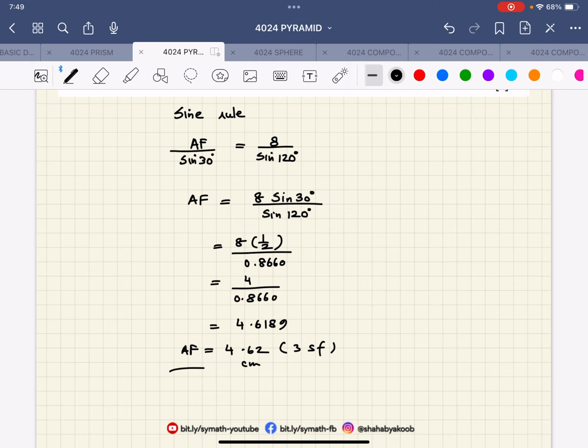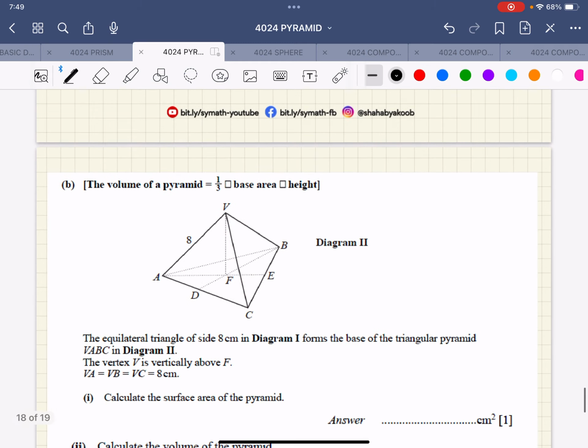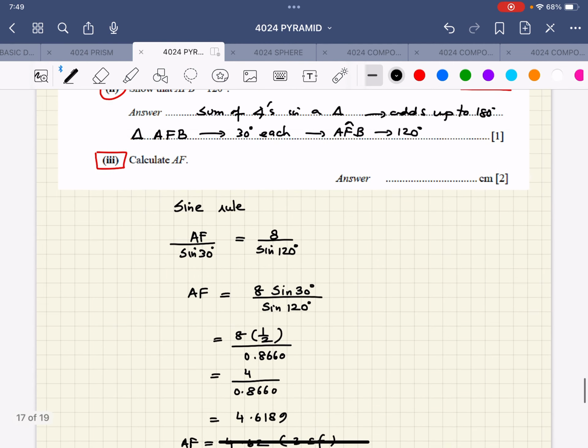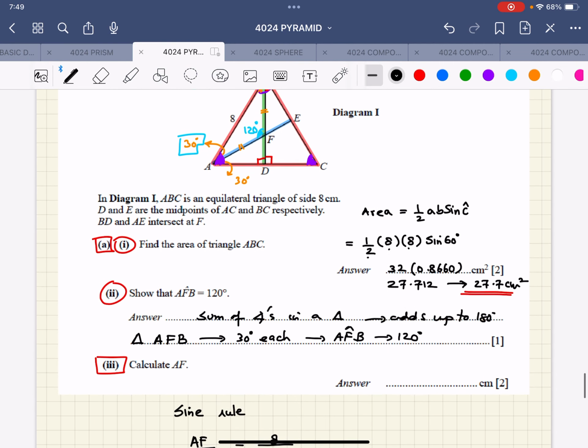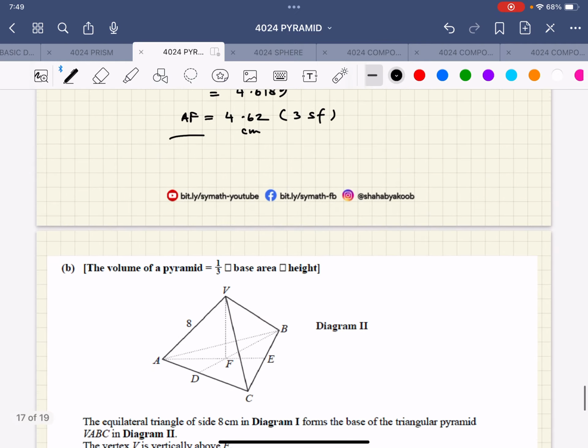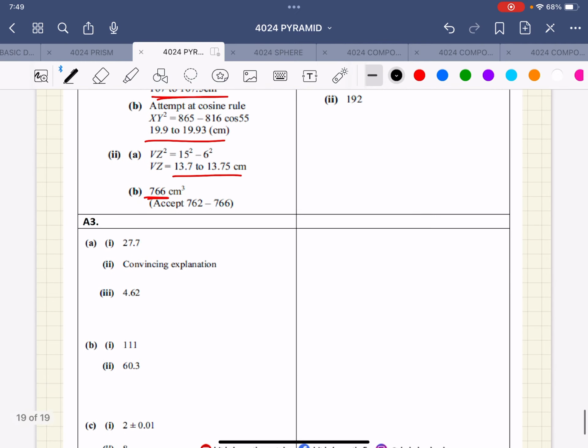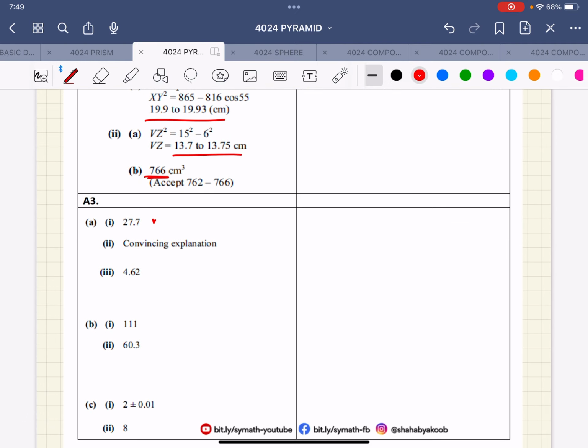That is AF. Now let's double check whatever we have done so far. We have calculated AF and we have calculated the area, 27.7 and 4.62. So this is 27.7 and 4.62, and this is a convincing explanation which we already did.